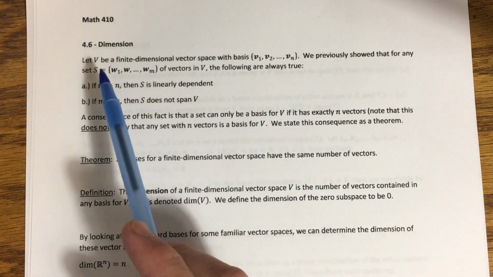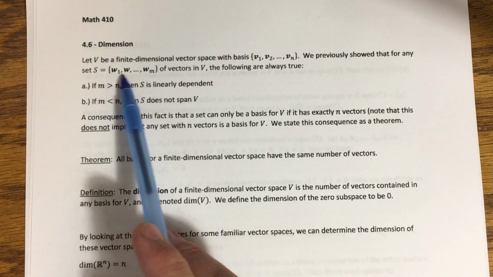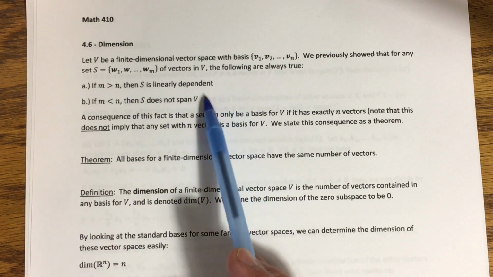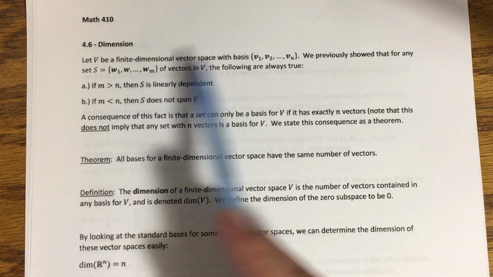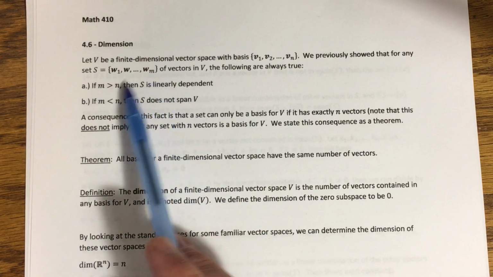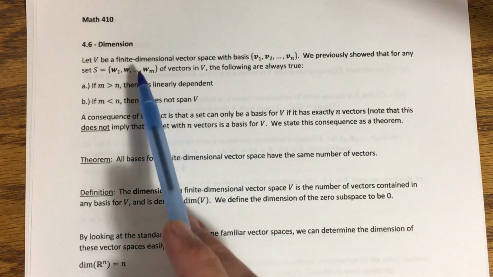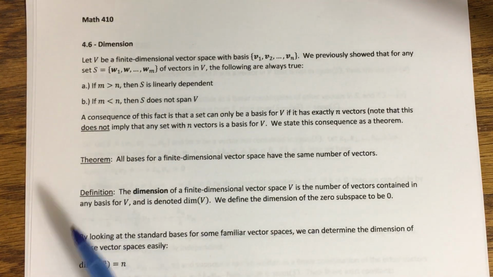we showed that if you take any other set of vectors in V, let's say m vectors, W1 through Wm, then you get the following two facts in comparison. So if m is greater than n, if this set has more vectors than this basis, then this set will always be linearly dependent.